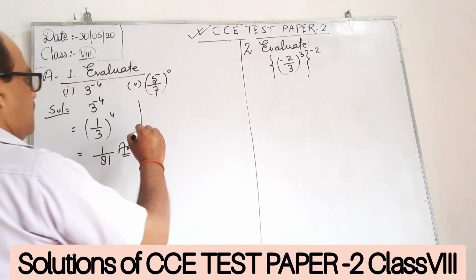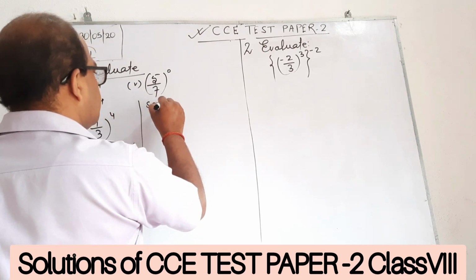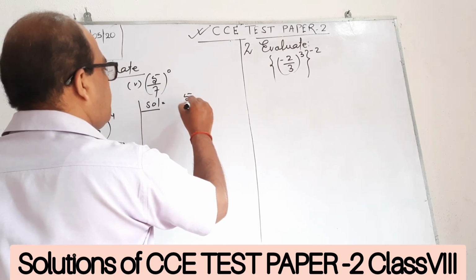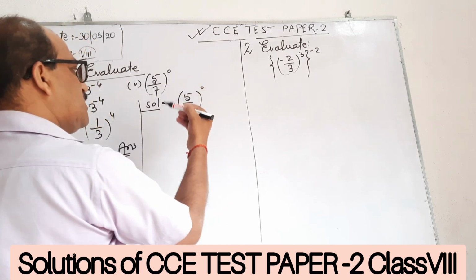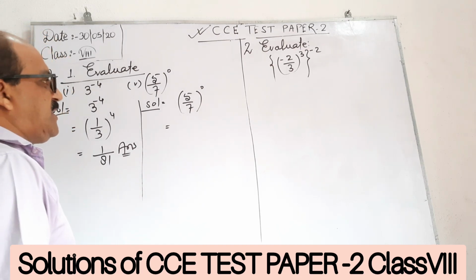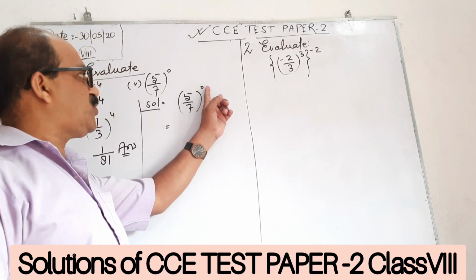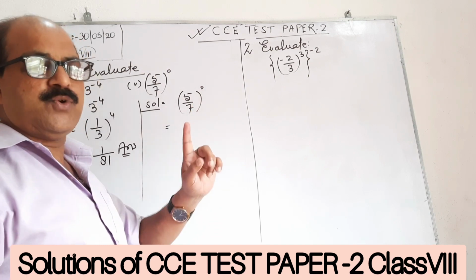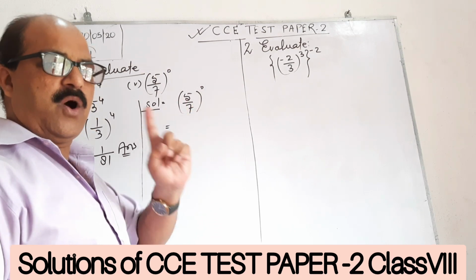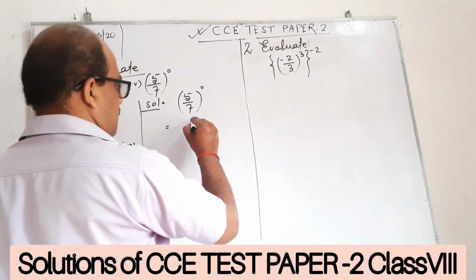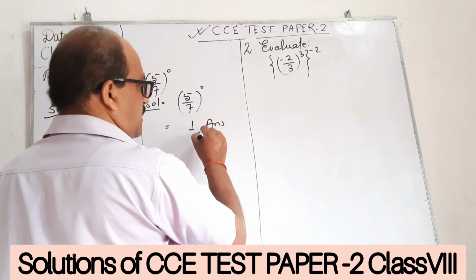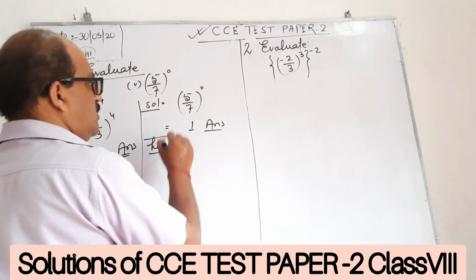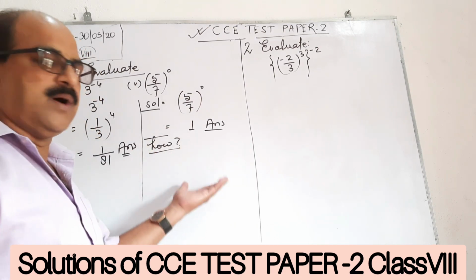In question number 5, the solution of 5 by 7 to the power 0. In any rational number or in any integer, when the exponent is 0, the value of this rational number is always 1. But my question is how? How does the answer always come out to be 1?